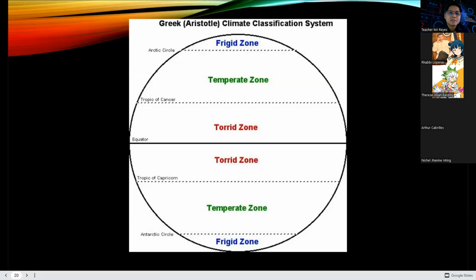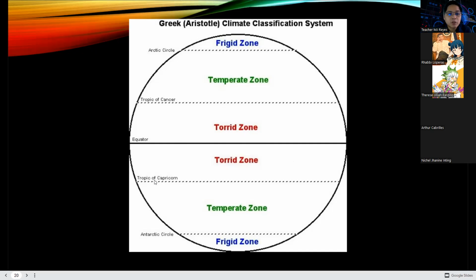As you can see, Tropic of Cancer is in here. We are located in the Tropic of Cancer. The lower of the equator is the Tropic of Capricorn. It is considered as the torrid zone. In between the Tropic of Cancer and Arctic Circle is the temperate zone. This is where the four seasons are actually experienced.